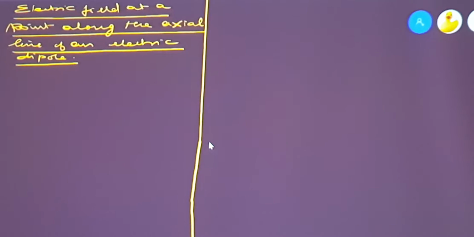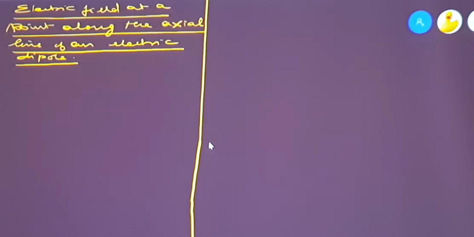In this video we are going to study about the electrical field due to an electrical dipole. We have studied about the electrical field at a point due to a point charge. Now we are going to calculate the electrical field at a point due to an electrical dipole.